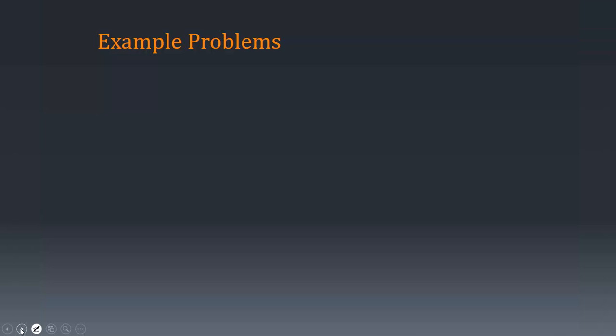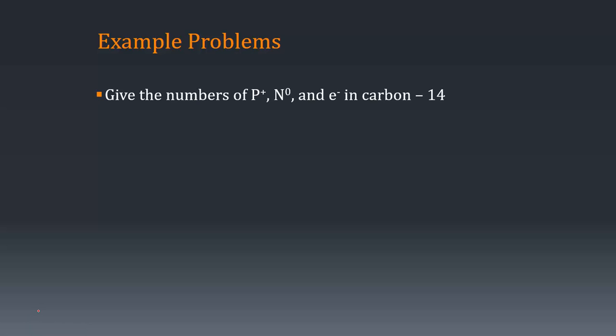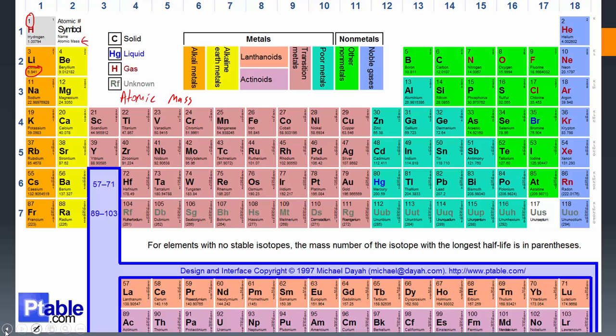The average is not the same thing as an individual. Now, I am going to ask you to come up with the number of protons, neutrons, and electrons for different isotopes of different elements. So it says give the numbers of protons, neutrons, and electrons in carbon-14. You need a periodic table in order to do this. If I jump back to the periodic table on the previous slide, it says carbon, so that tells me here's carbon. There's its atomic number.